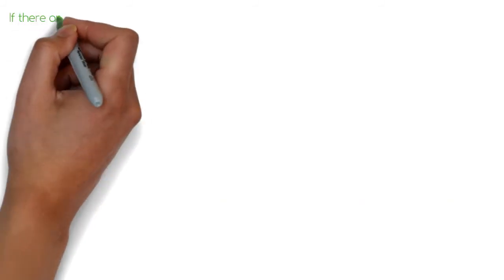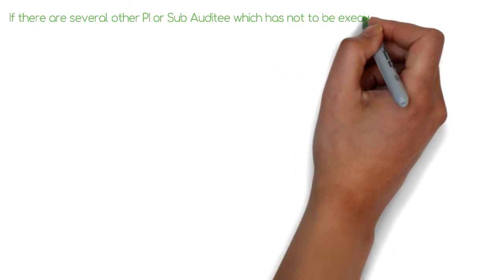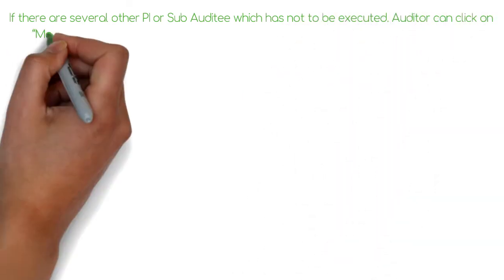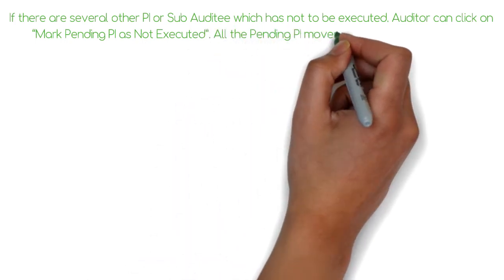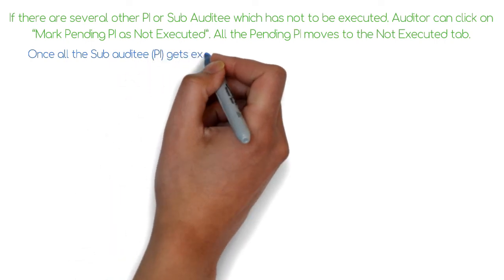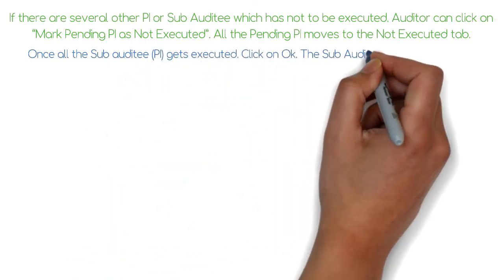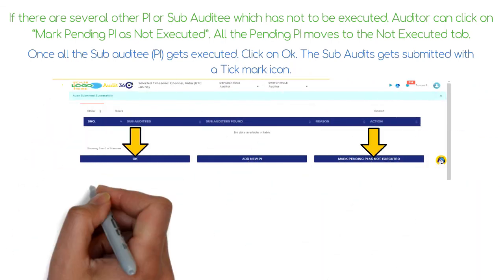If there are several other PIs or sub-auditees which are not to be executed, the auditor can click on Mark Pending PI as not executed. All the pending PIs move to the Not Executed tab. Once all the sub-auditee PIs get executed, click on OK. The sub-audits get submitted with a tick mark icon.